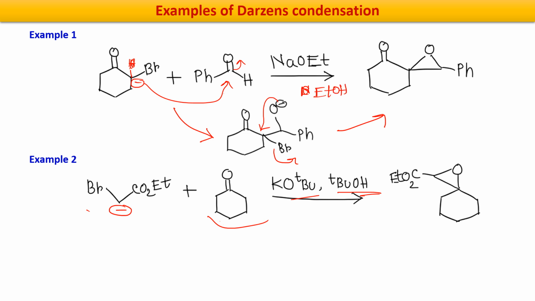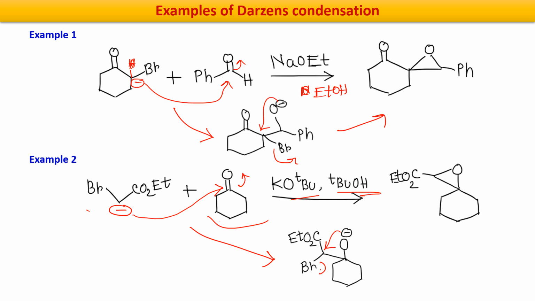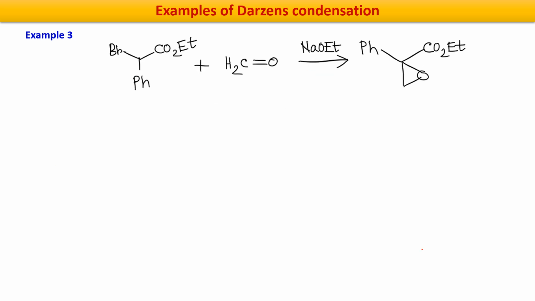Fine. So in presence of base, this negative charge will now attack here. Negative charge will be over oxygen, and this negative charge will attack at this carbon. Finally Br will be removed and you will get this as the final product.